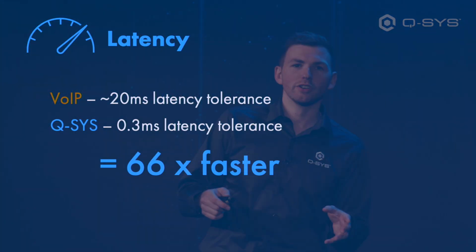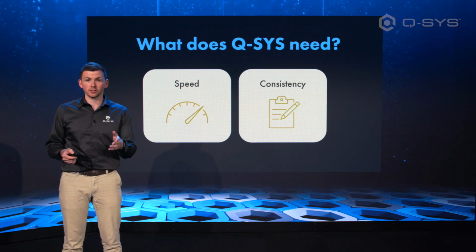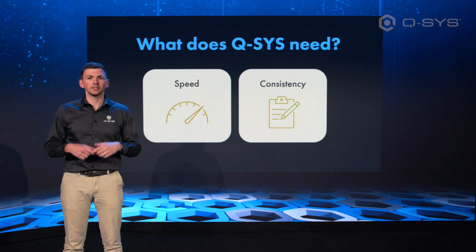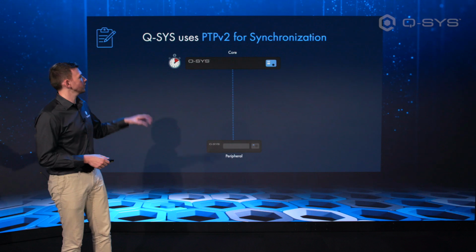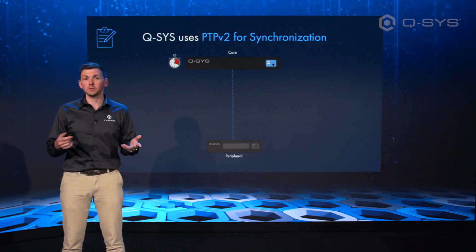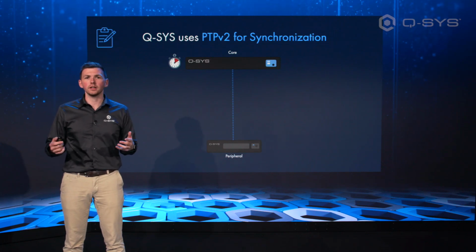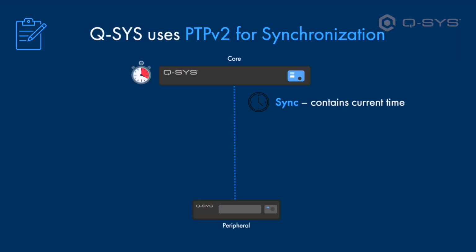So what we've just seen there addresses the need for speed, but what about consistency? Why is that so important? Well, this is where we're going to start to get into PTP, Precision Time Protocol, and how that works to synchronize the whole system, okay? So what you can see here is we have our Q-SYS core and we have a peripheral, and we're going to see how PTP works. Essentially, in PTP, you start with a clock leader, called the clock leader because it's actually going to be sending out the current time. It's going to send that to a peripheral device, okay?